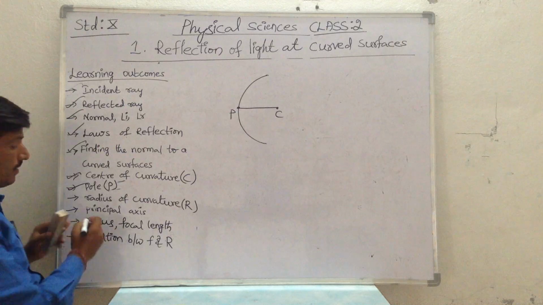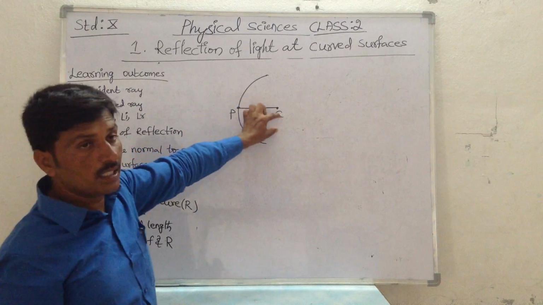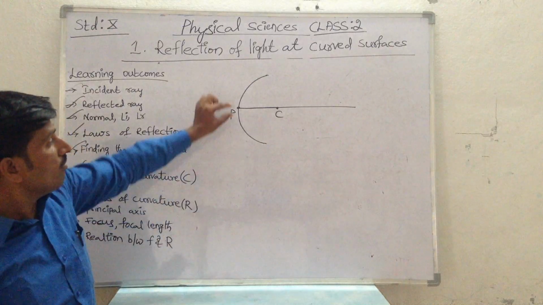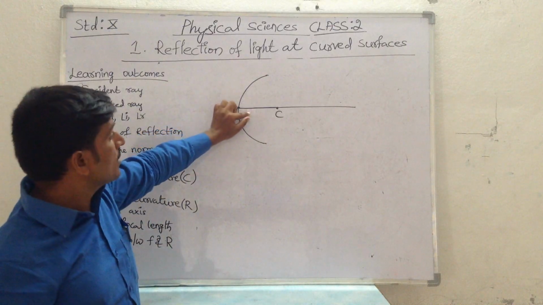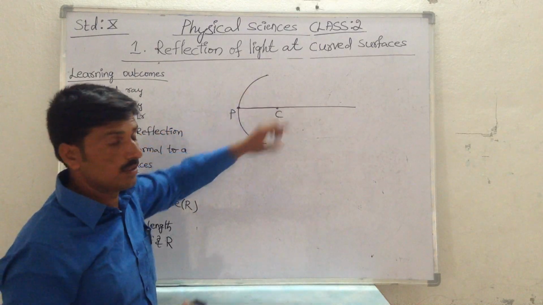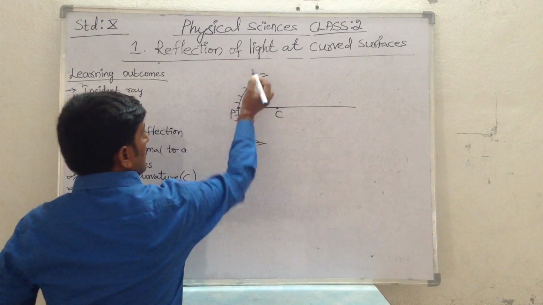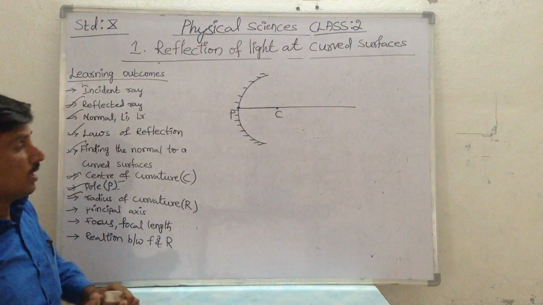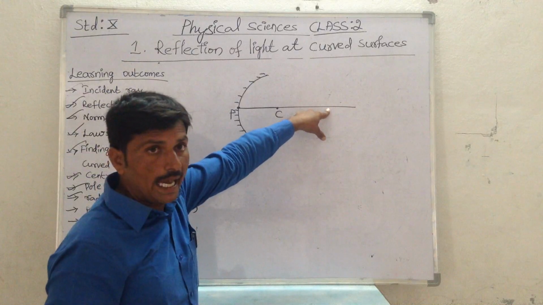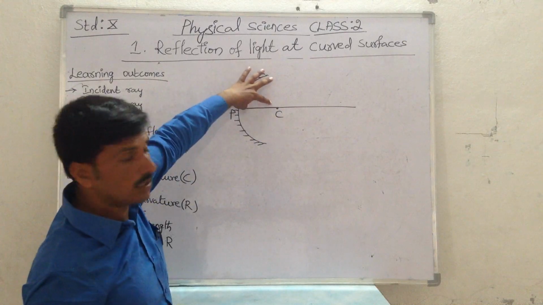The next one is principal axis. The line which is passing through the pole and the center of curvature is called the principal axis. Let me assume that it is a concave mirror. Concave mirror means the inner surface acts as the reflecting surface. The line passing through the center of curvature is called the principal axis, and the distance between the pole and the center of curvature is known as the radius of curvature.